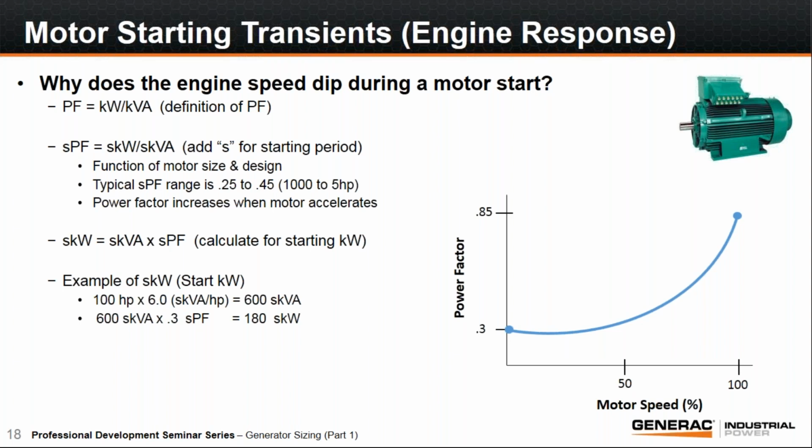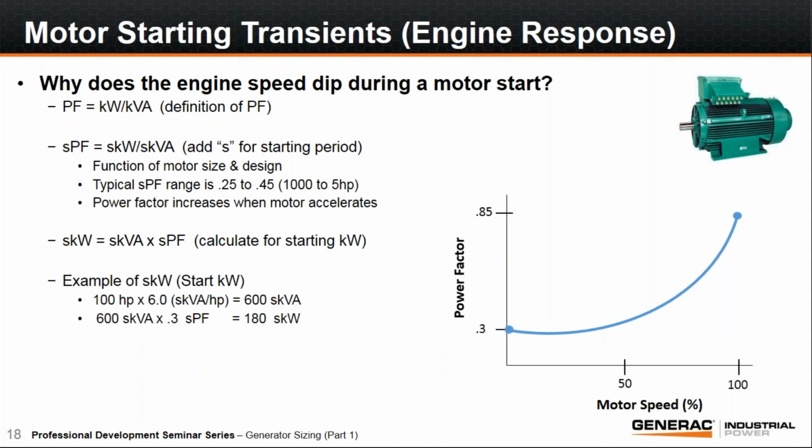Just coming back from a definition standpoint, power factor is just a ratio of kilowatts to kVA. We can put little S's in front of everything to convert this from a running condition to a starting condition. So if I want to calculate my starting kilowatts, I need to plug in the starting power factor. And motors start at a low power factor, around 0.3. It's actually a range of power factors, but it's fairly low, around 0.3.